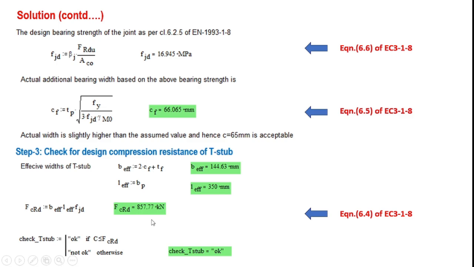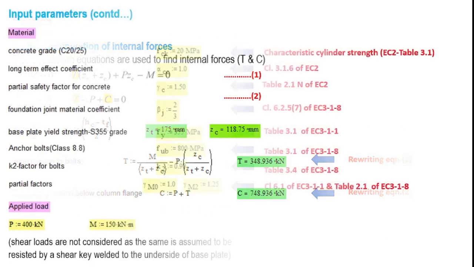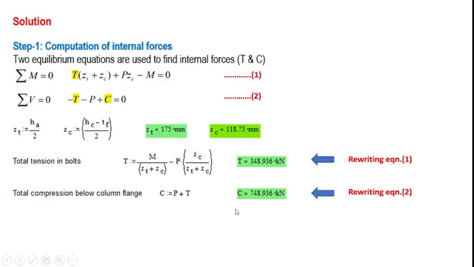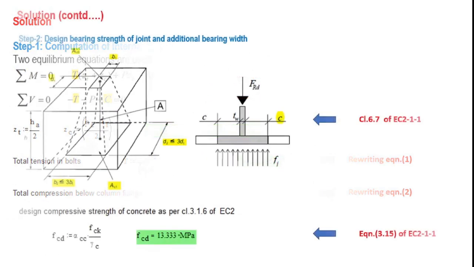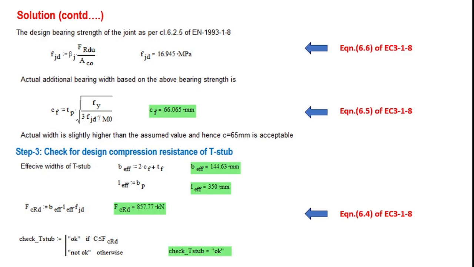For example, if you go back to the earlier calculations, we know that the value of C, the resultant compression that we calculated, was 748 kilonewton. And we need to say that our concrete is able to take care of this force. Obviously, we find that the design compression resistance of the concrete, 857, is greater than C. So I provided a check over here, check T-stub. If the computed value of C is less than FCRD, my check on the T-stub bearing area is correct. Okay, otherwise it is not okay. So the result is good enough. That means our bearing widths are good enough to transmit compression C.